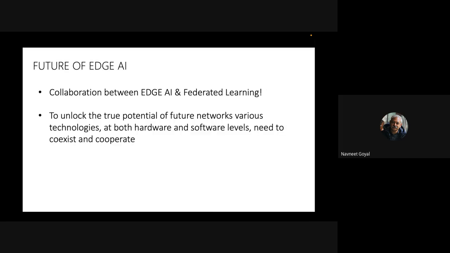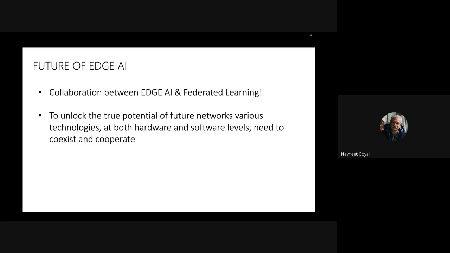As far as the future of Edge AI is concerned, this is probably my last slide. It would require you to collaborate between Edge AI and federated learning. Federated learning is one extreme, and on the other extreme you have cloud computing, where you use those cloud servers. In between, right now, we have Edge AI, and there are some talks about what we call future clouds, which are not necessarily a very big cloud, but some very small clouds placed between the cloud and the edge AI.